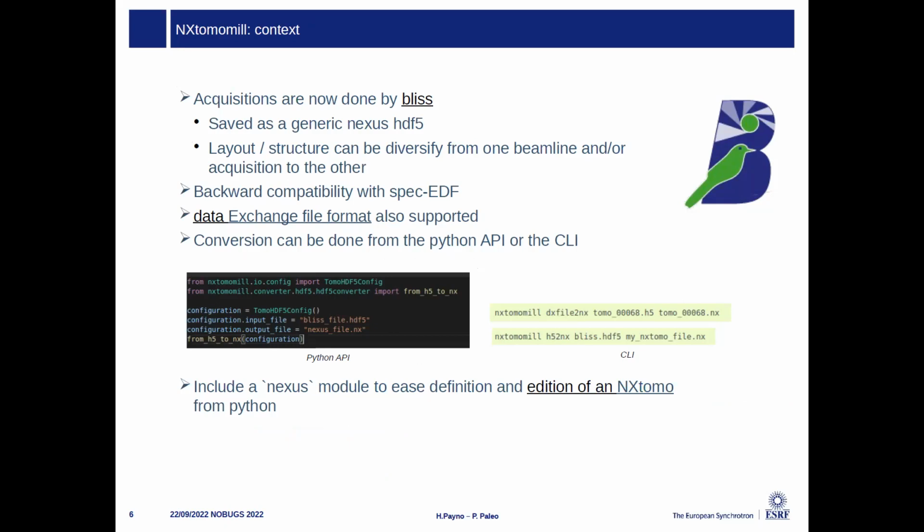The last point that can interest some of you is that it also includes some helpers for NX-Tomo, because some scientists had issues editing an NX-Tomo, like setting the energy or things like this. So we created a Nexus module inside. It's, for example, useful for the virtual dataset that we are using at the ESRF.